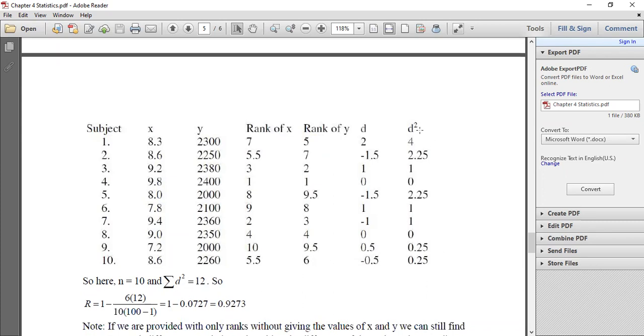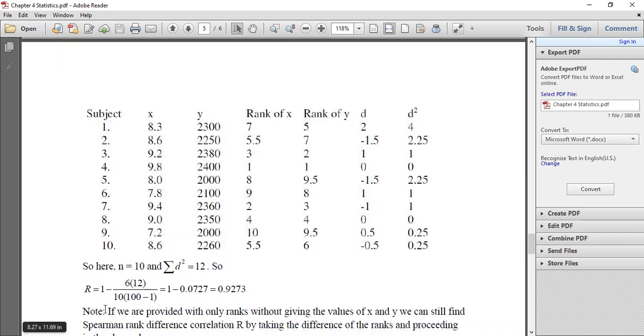So you sum all these. Again, confirm whether that will give you 12. So the summation of D squared is 12. We have n, the sample size. Our subjects are 10. Then you substitute that into the formula. So 1 minus 6 multiplied by the summation of D squared, which is 12, over 10 into 10 squared minus 1. That will give you 1 minus 0.0727, and that is 0.9273. And you can see again that this is positive.